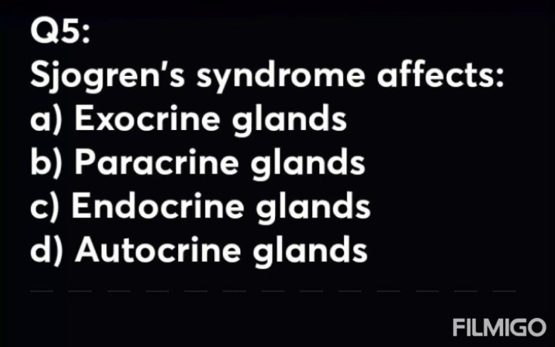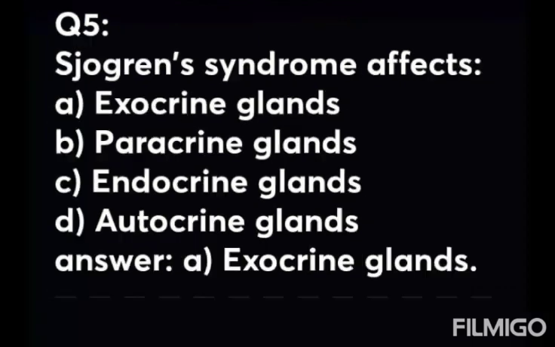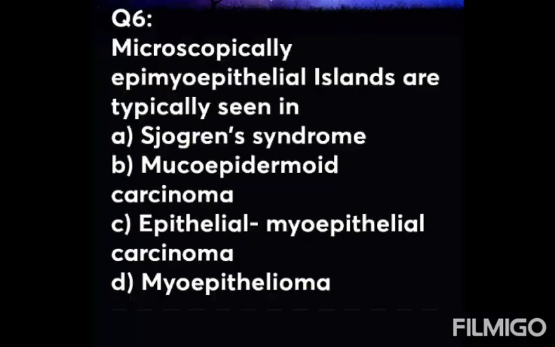And question number 5 is Sjogren syndrome affects option A. Exocrine gland, option B. Paracrine gland, option C. Endocrine glands and option D. Autocrine glands. So Sjogren syndrome is an autoimmune disorder and it predominantly affects the salivary, lacrimal and other exocrine glands. So the answer is exocrine gland.